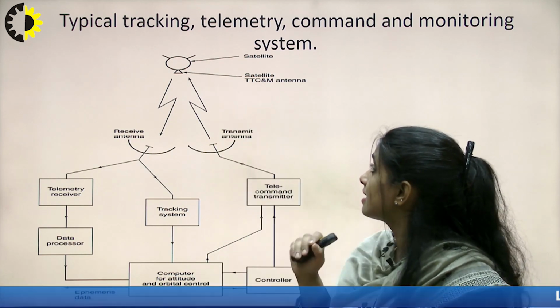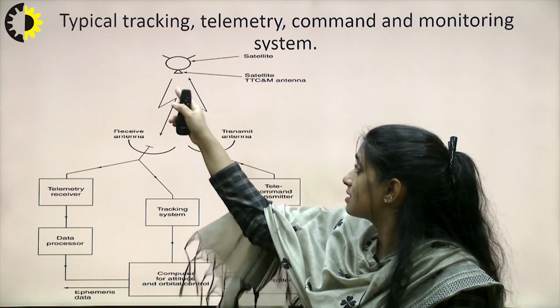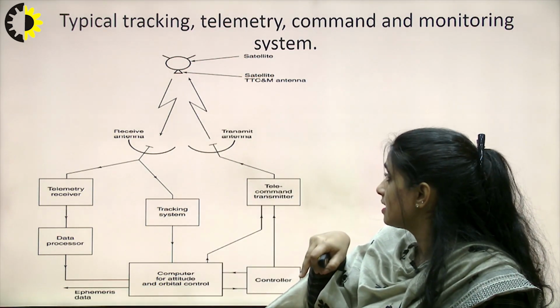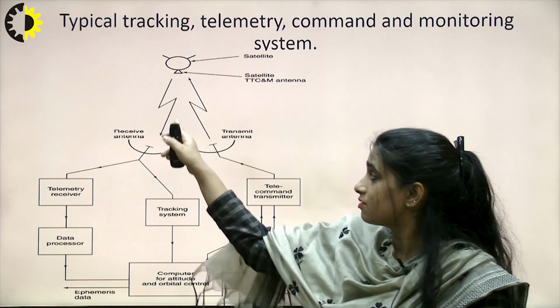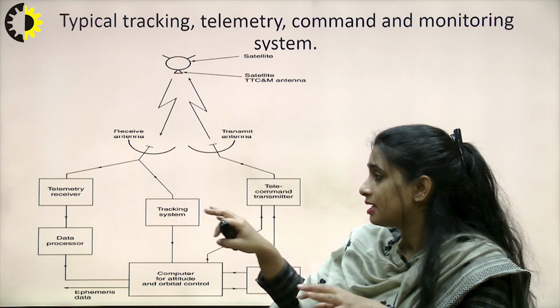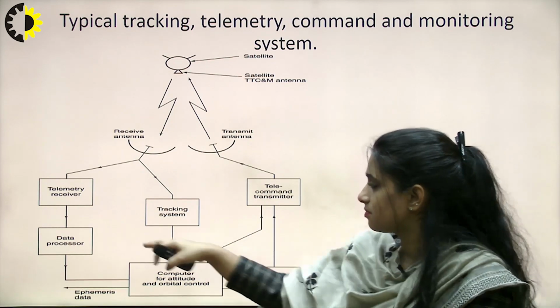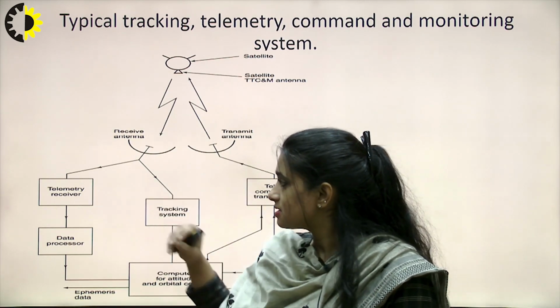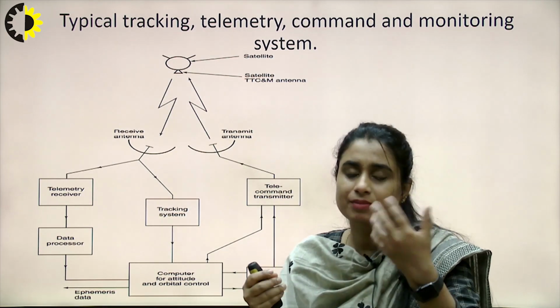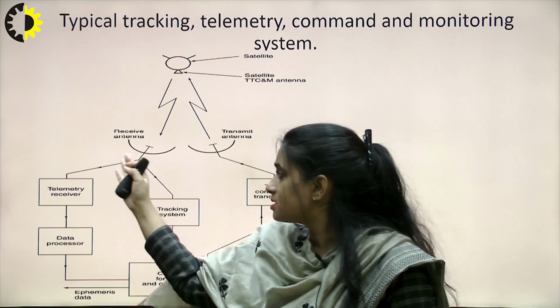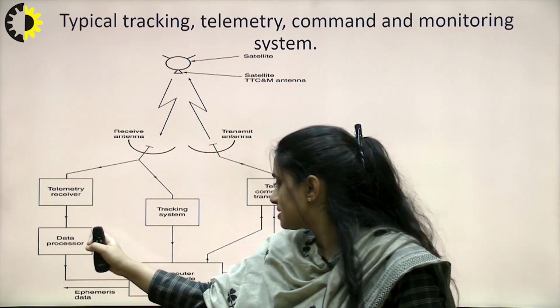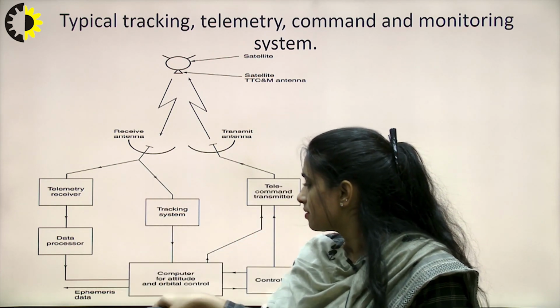This is the satellite, right. This shows uplink, this shows downlink, right. So for uplink we use a transmitting antenna, for downlink we use a receiving antenna. The telemetry, tracking and command system, we have tried to show it here. This is the telemetry receiver. Tele means far, metry means transmission of signals to a far distance, right. It receives the signal and processes the signal, right.